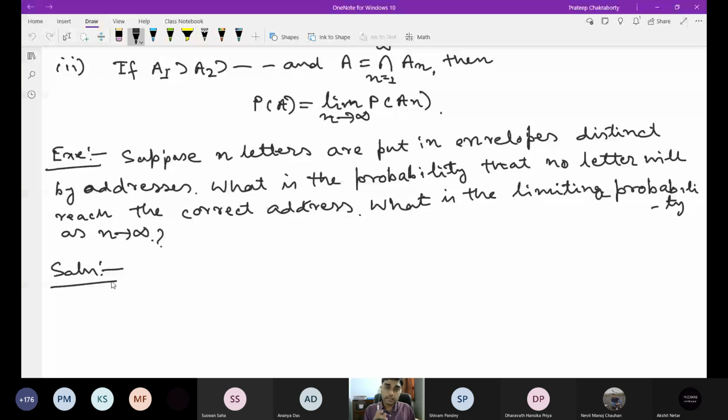Now we have to find that particular event, that no letter will reach the correct address. So this is the first envelope, this the second envelope, and you put 2 here, 1 here. This is one example, where the letter is not put in the correct envelope.